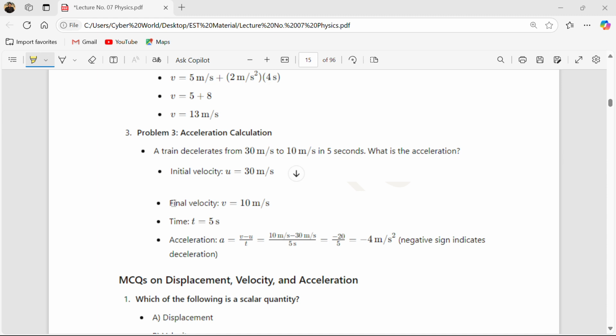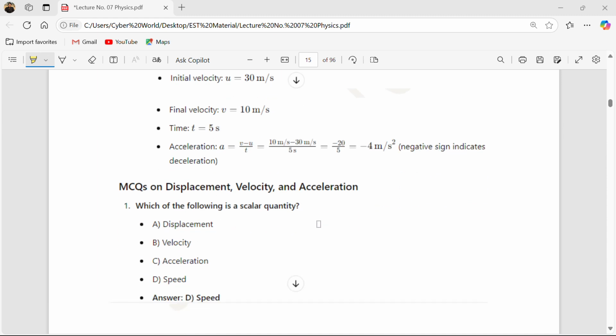And the acceleration calculation, how can you find it? A train decelerates, deceleration meaning negative acceleration, from 30 meters per second to 10 meters per second in 5 seconds. So in this scenario, the car decelerates from an initial velocity of 30 to a final velocity of 10. So 10 minus 30 divided by the time it takes, and it becomes negative, because this is deceleration.